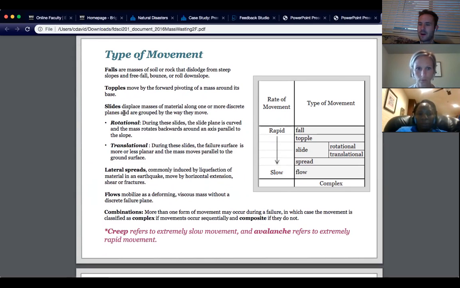Mostly what you'll see and talk about in this class, with natural disasters in general, and on the news are going to be rock falls. They're not even going to really talk about topples. Most people will consider topples and falls the same. Then you'll get slides, and then you'll get flows. These are the main ones.